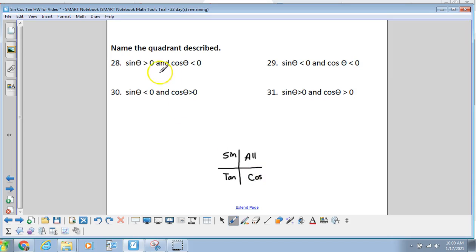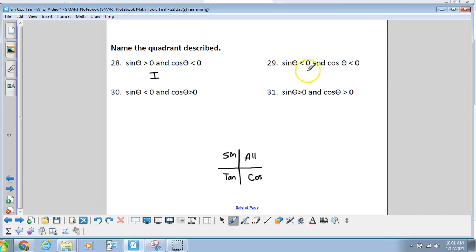So for number 28, we're looking for where sine is positive and cosine is negative. Well, sine is positive in quadrants 1 and 2, but all of our functions are positive in the first quadrant, so quadrant 2 is the one where sine is positive and cosine is negative.